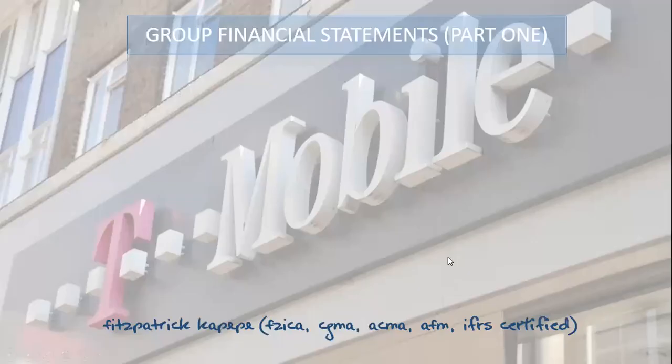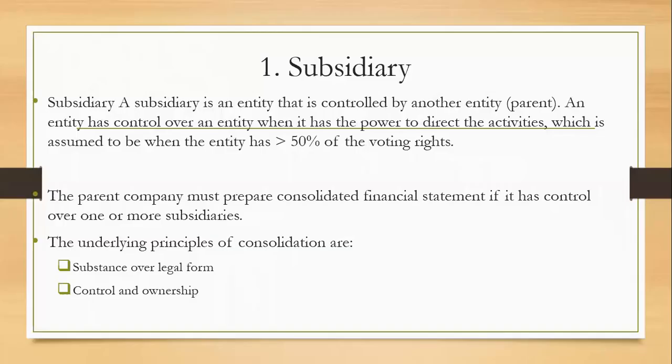Okay, so today we'll be looking at the first part of group financial statements. The basic parts, the principles behind group financial statements. That's what we'll be looking at.